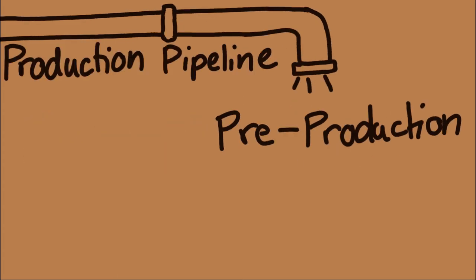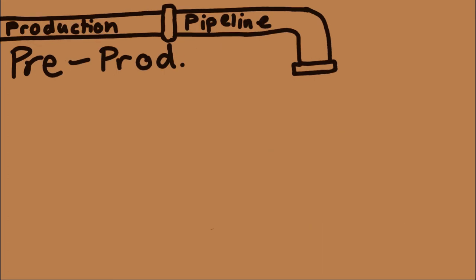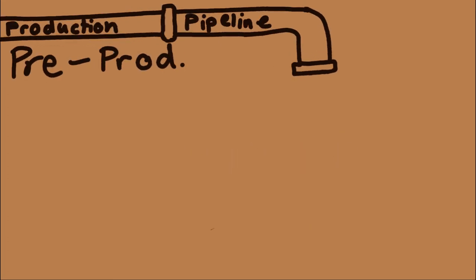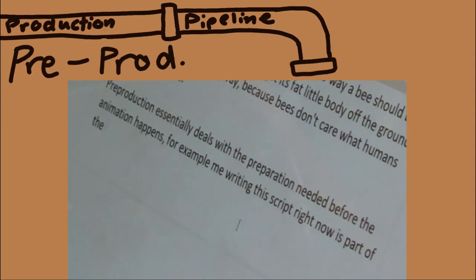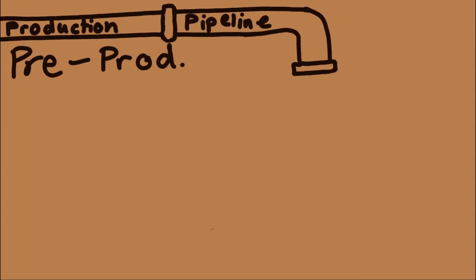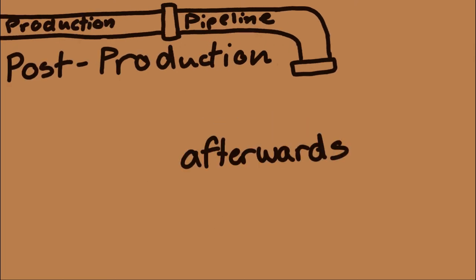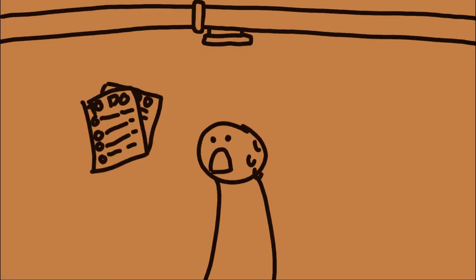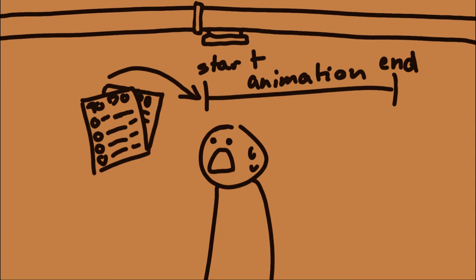Now, the animation production process, or production pipeline as I like calling it, can be chunked up into three main parts: pre-production, production, and post-production. Pre-production essentially deals with the preparation needed before the animation happens. For example, me writing the script right now is part of the pre-production process. Production is basically the animating part, and post-production is the stuff that happens afterwards, like putting the whole film together and adding effects.